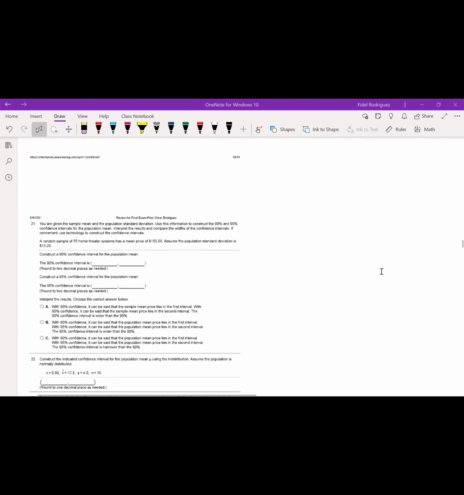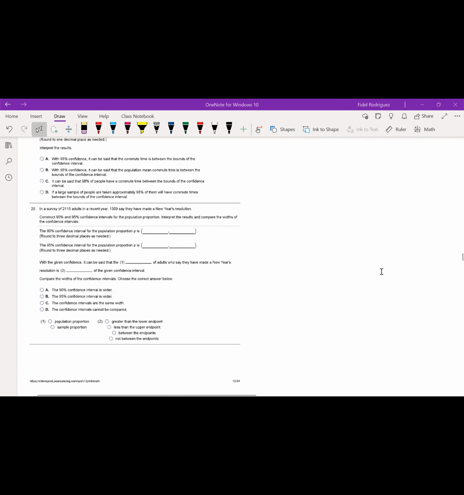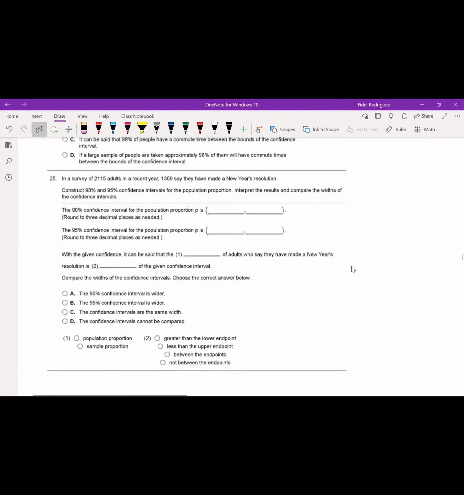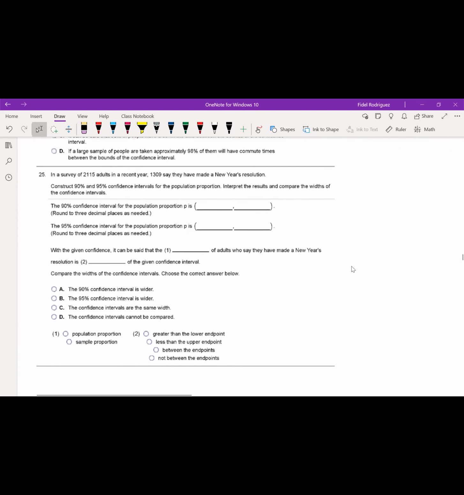So let me scroll down a little further. Okay, let's take a look here, 25. It says, in a survey of 2,115 adults in a recent year, 1,309 say they have made a New Year's resolution. Construct 90% and 95% confidence intervals for the population proportion, interpret the results, and compare the widths of the confidence intervals.